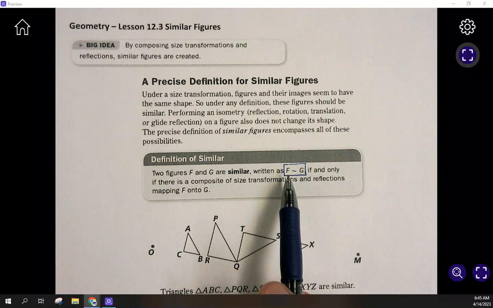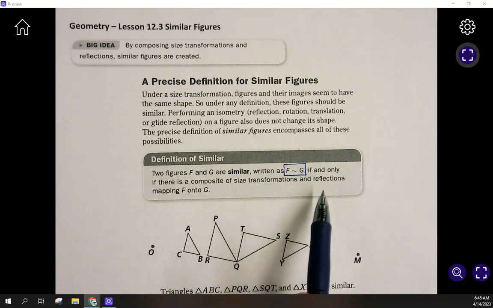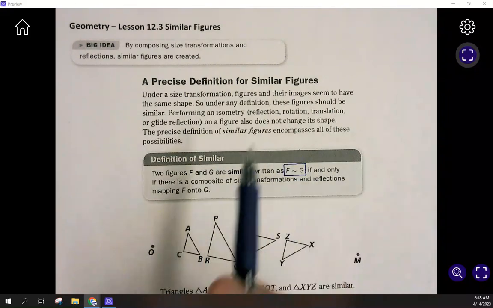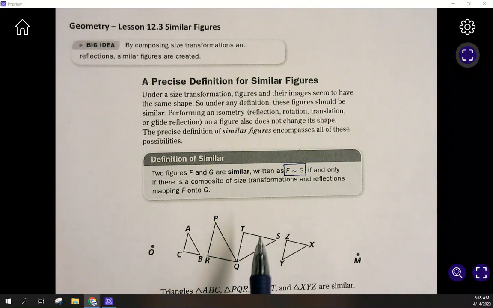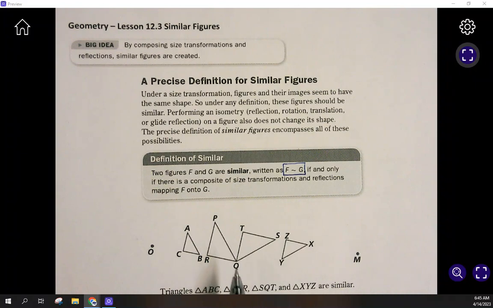So we started with F. There's either been size transformations or reflections, multiple, or maybe just one. If that's true, we can say that these are similar, and we'll talk about what that means, what we're allowed to assume based on that information. So if you look at the picture here, we've got a bunch of different triangles. We started out with ABC, but ABC, PQR, SQT, and XYZ are all similar. So it's the same triangle. It's either just undergone a size transformation or some kind of reflection, rotation, etc.